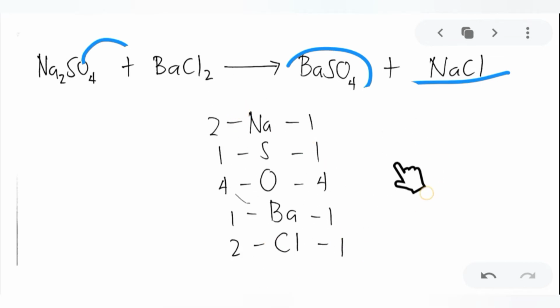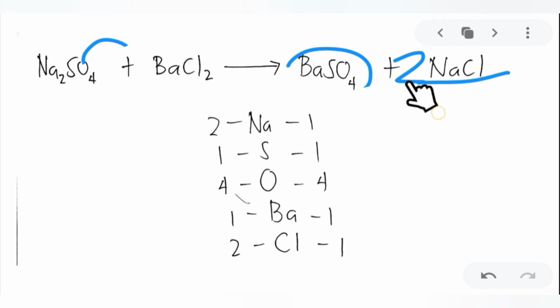Now, on the product side, we have 1 piece of sodium, 1 piece of sulfur, 4 pieces of oxygen here, and then 1 piece of barium, and then 1 piece of chlorine here. So, as you can see, this is not a balanced equation. To balance this one, we have to add 2 here on the sodium chloride product side. So, let us check again.